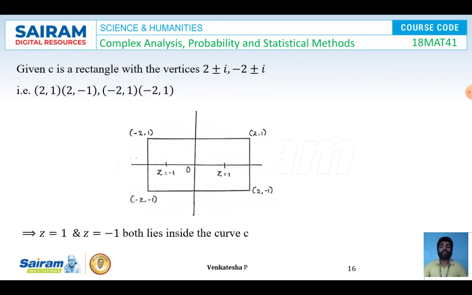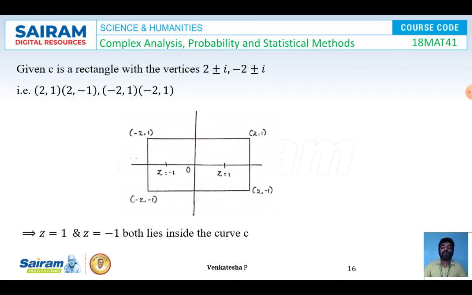So now I am going to plot the curve C with the vertices 2 plus or minus i and minus 2 plus or minus i. So 2 plus or minus i in the sense x comma y is 2 comma 1, 2 comma minus 1, minus 2 plus or minus i in the sense x comma y is minus 2 comma 1, minus 2 comma minus 1. So now I am going to plot the rectangle with these vertices. So I am taking an xy plane. The first point 2 comma 1 lies here. This is 2 comma 1 and this point will be minus 2 comma plus 1. This is minus 2 comma minus 1. This is 2 comma minus 1.